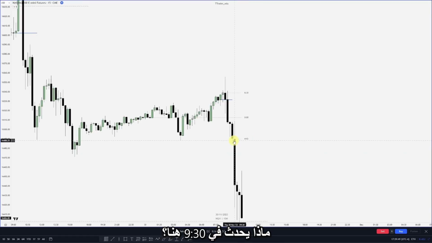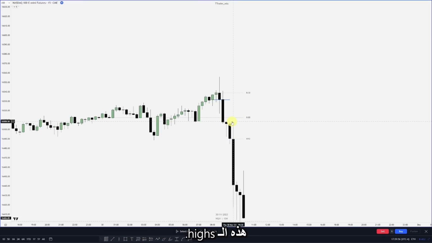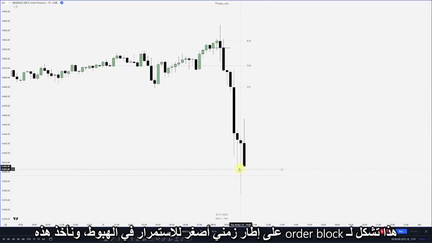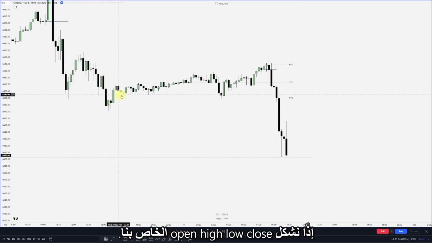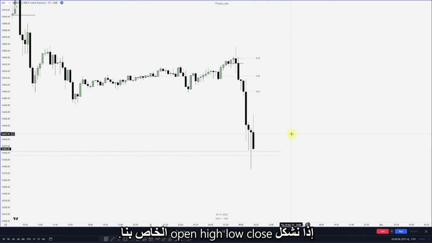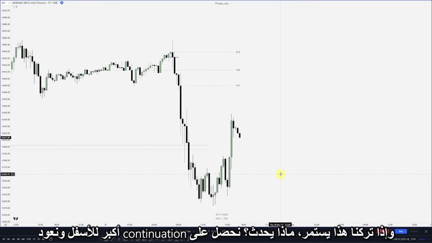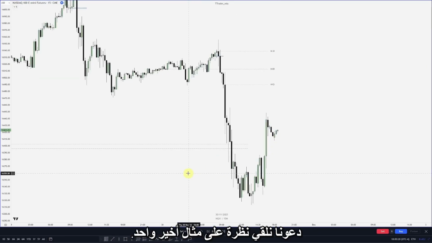New York. What happens at 9:30 here? Well, you can see with this wick, New York makes an opposing run up to sweep out some of these highs. That's a lower time frame order block formation to then continue lower, and we take out these lows. So we form our open, high, low, close, and if we let this play out, what happens? We get more of a continuation lower, and we come back inside the range to close. So let's take a look at one more final example.